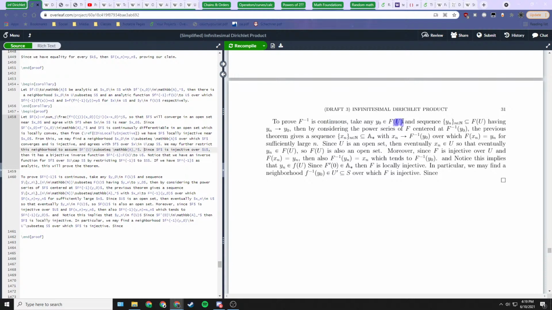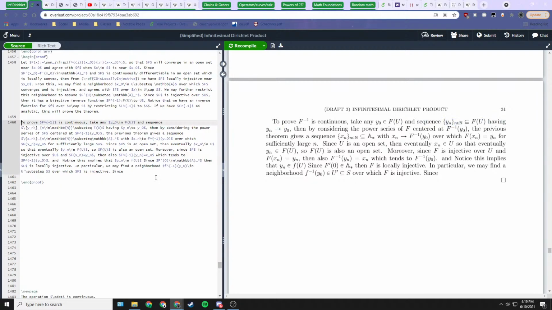So we'll take any y0 in this image and a sequence yn tending to a point y0, which is also in the image. Actually this sequence doesn't need to be in F of U. It should be any sequence in A tending to y0. The previous theorem gives us a sequence xn, this shouldn't be in A star, xn subset of A, with xn tending to f inverse of y0 over which f of xn is yn, for sufficiently large n. Since U is an open set, eventually xn is in U.